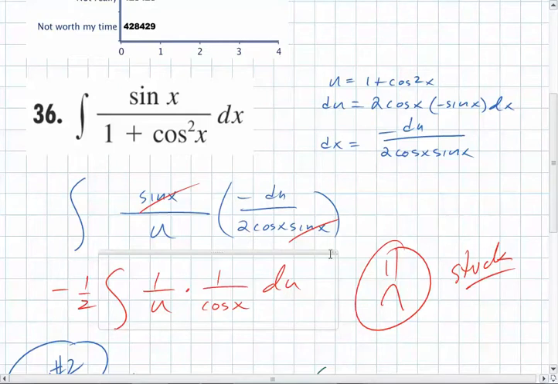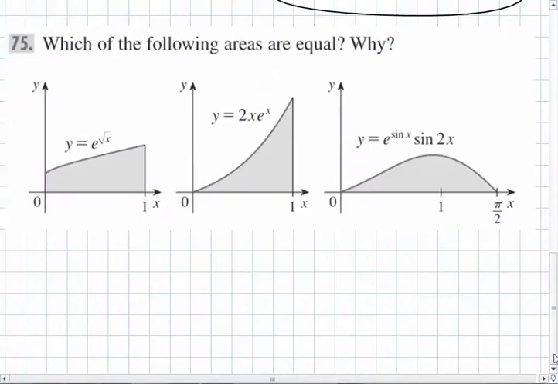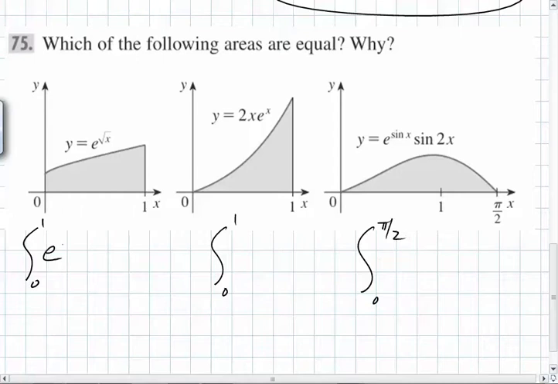So just be careful. Your first job when you're attempting to do this is to actually write the definite integral expressions. So the first one, they're all from 0 to what? 1. So these are all from 0 to 1, except the last one, which is 0 to pi over 2. And what's this one going to be? Just e to the root x dx. This is going to be 2x e to the x dx. And this one's going to be e to the sine x sine of 2x dx.